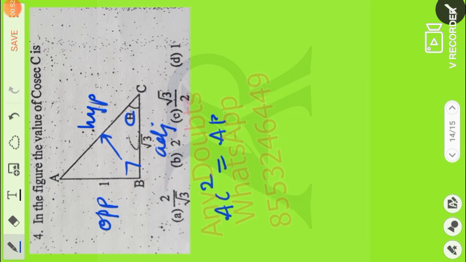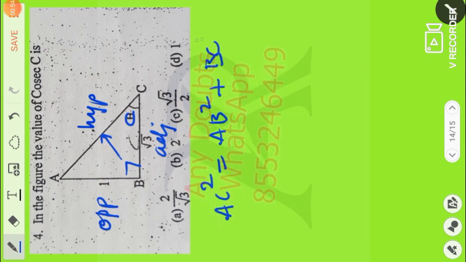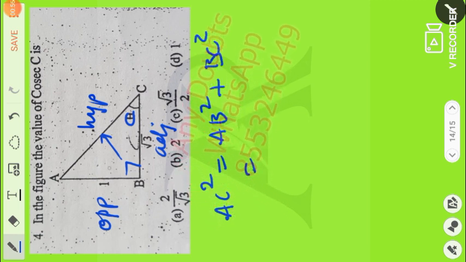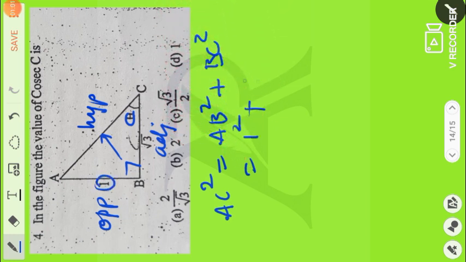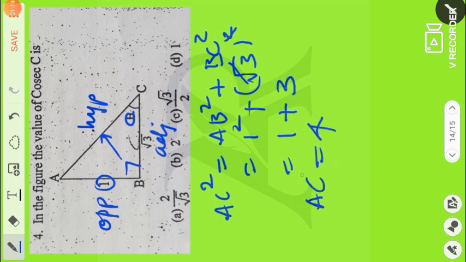Therefore, by Pythagoras theorem, I can write AC square is equal to AB square plus BC square. The value of AB is 1. 1 square I will write. BC is root 3. Root 3 whole square. Root and square will get cancelled. 1 square is 1 plus 3. 1 plus 3 is 4. We have AC square equals 4. Then the value of AC is 2. If I take the square root, I will get 2. Now I have got the hypotenuse as 2.